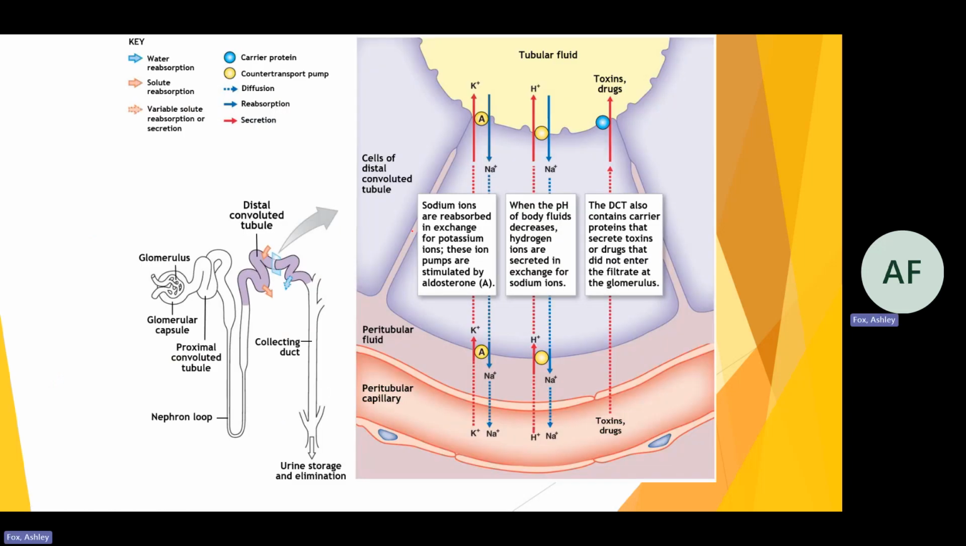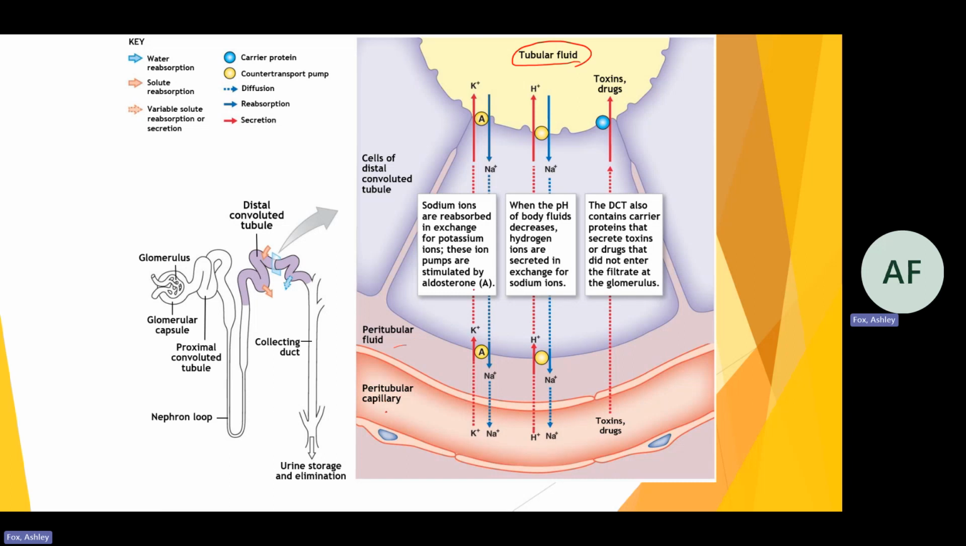So looking at the picture again, this is the distal convoluted tubule. Same thing that we saw before. We have the tubular fluid filtrate here. We have the peritubular fluid, and then we have the peritubular capillary.